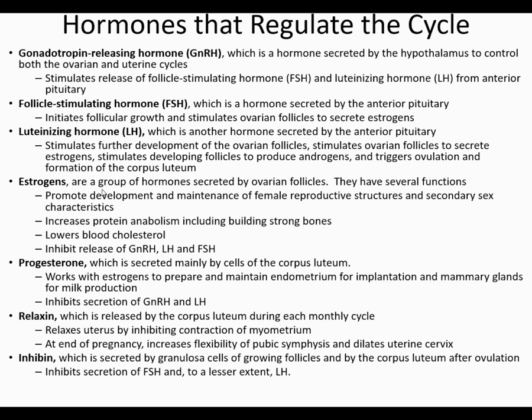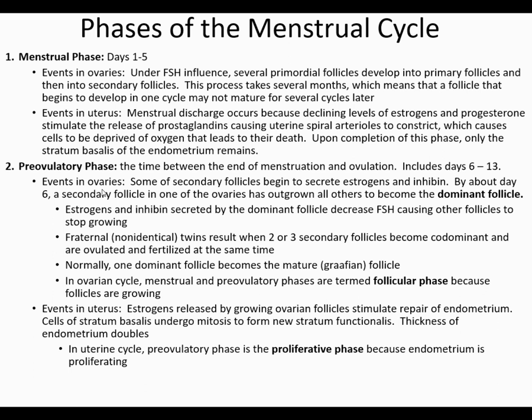Inhibin is exactly what it sounds like. It's released by those growing follicles, and the corpus luteum after ovulation, and will inhibit secretion of FSH and, to a lesser extent, LH. So those are the hormones. Now we get to talk about the phases. Okay. And there are 4 phases.